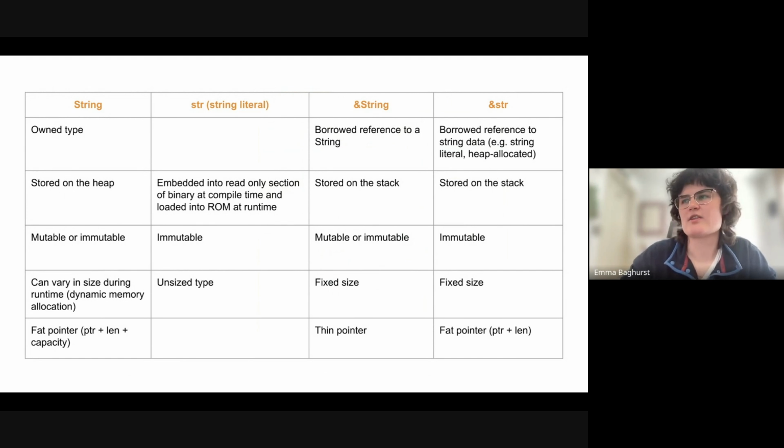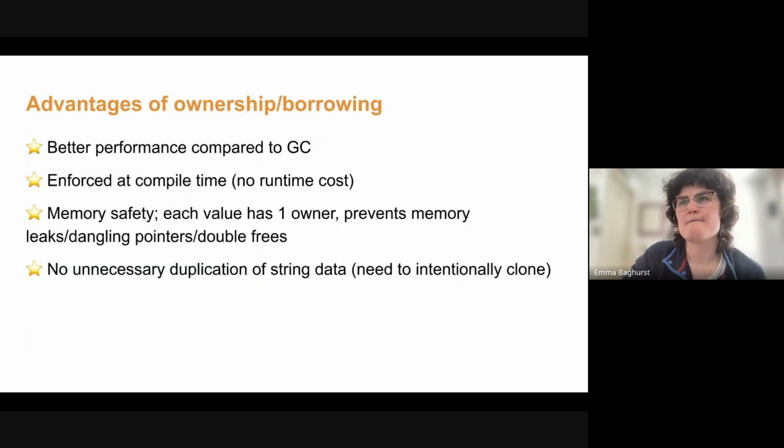As you can see, there's a lot to consider, but I think I've been through most of it, but I can share it if it's useful. I just wanted to highlight the general advantages of ownership and borrowing in Rust, and especially with strings. So it has better performance compared to something like garbage collection. And this is really because it's enforced at compile time, whereas garbage collection continuously runs during runtime, I believe. So it's more efficient.